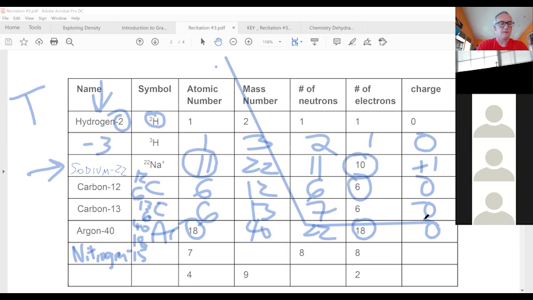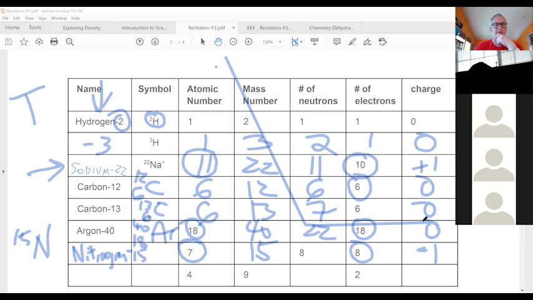15N. Uh-huh. So we know its atomic number is 7. What's the mass number? 15. Right. And so does it have a charge? It's a -1. Right, because it has one more electron than proton. So that would be -1. Excellent.